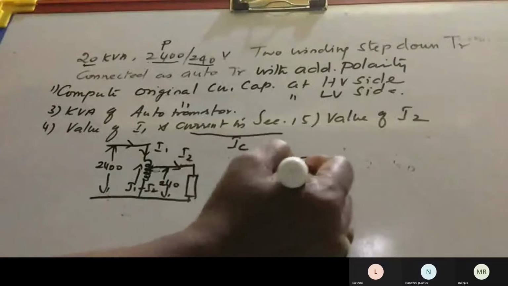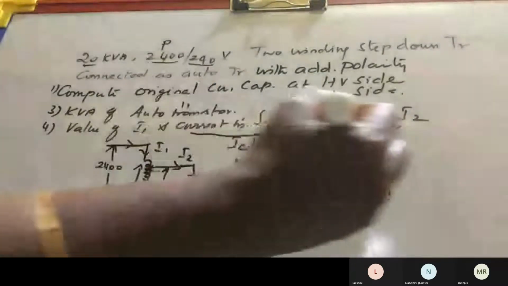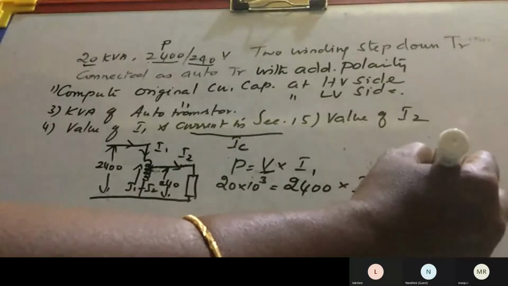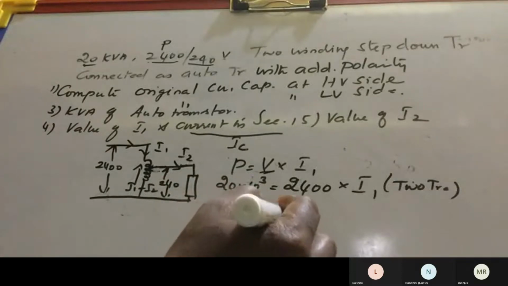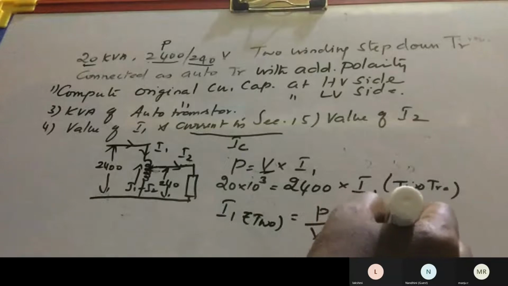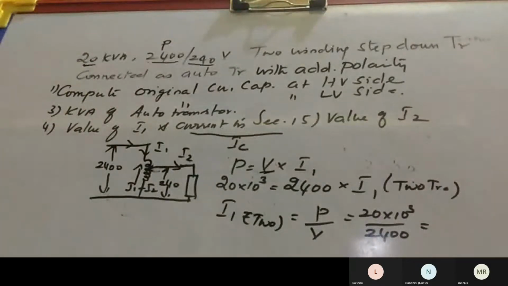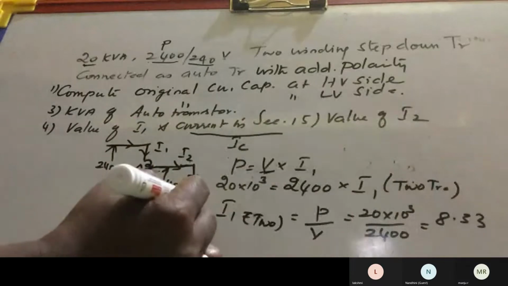What is the high voltage side voltage? 2400, and the current we can represent as I1. This is a two winding transformer. So I1 equals P divided by V, that is 20 into 10 power 3 divided by 2400. Can you tell what is the answer? 8.33, ma'am. Okay, 8.33.